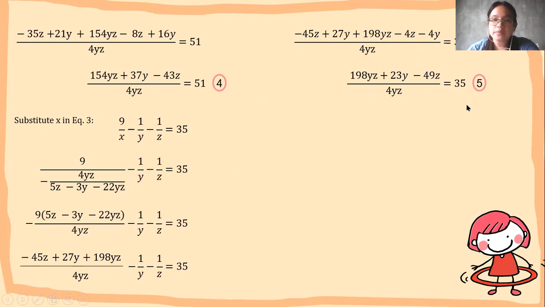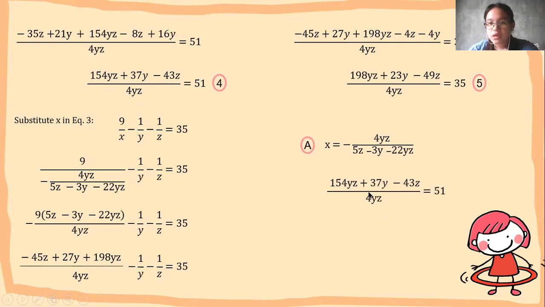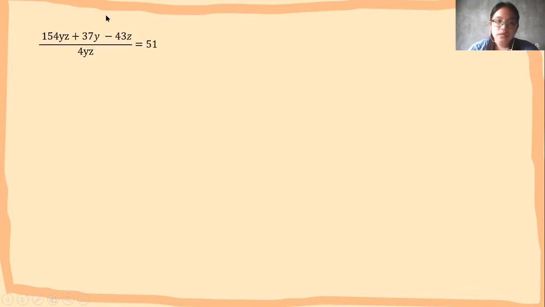So the next step is let's simplify and solve the equation number 4 to get the initial value of our y. So we are done with x. So let's go with y. So this will be our equation of letter A, equation number 4, and equation number 5. So this is the summarized equations. So next, our equation number 4. So let's get the initial value of y.